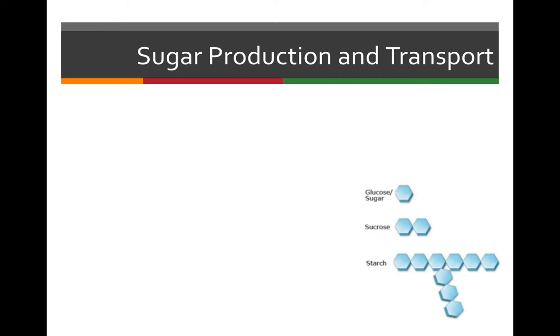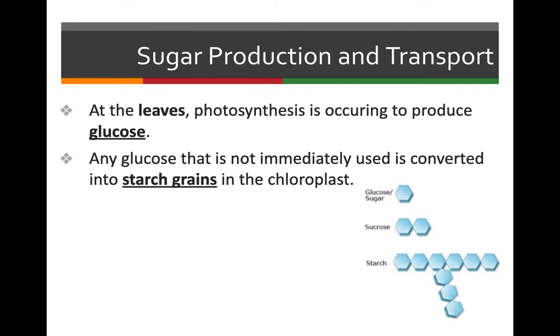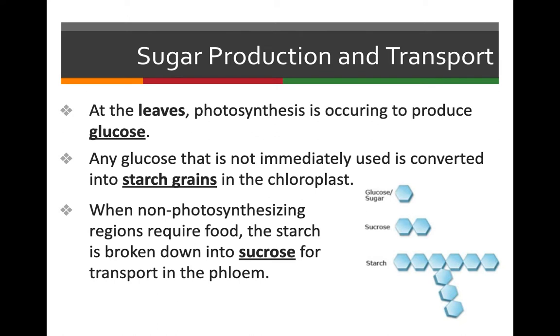So let's talk a little bit about sugars and how they're produced and stored. They're produced in a certain form, right? They're produced as glucose. Photosynthesis is creating glucose at the leaves. If the glucose isn't immediately used by the leaf for the processes it needs energy for, then it's converted into starch grains in the chloroplast. And then if that glucose or that sugar needs to be transported to somewhere else in the leaf, the starch is broken down into sucrose for transport in the phloem.